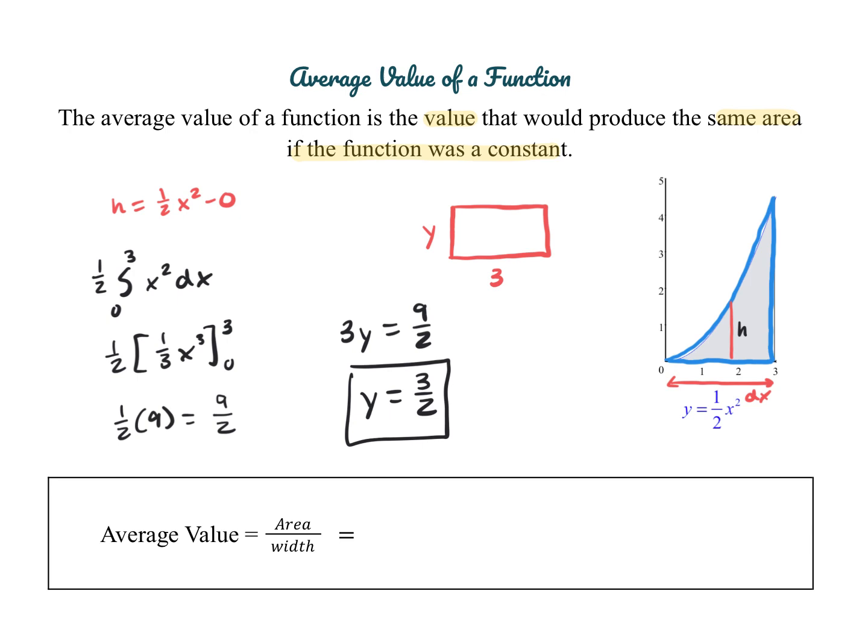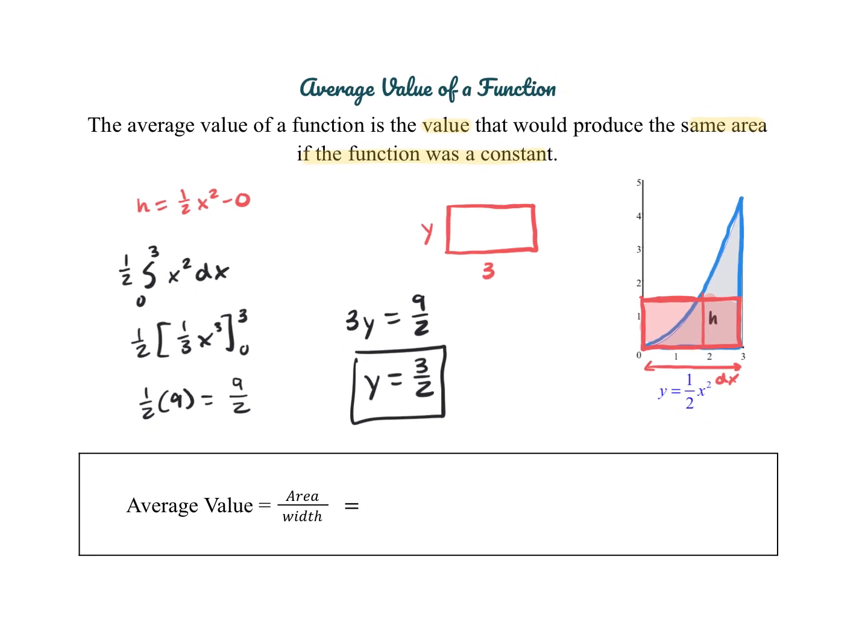So if my function were the constant function y equals 3 over 2, this area would look like this, and this area here is the same as the area under my curve over that same interval of 0 to 3. So this y value is considered the average value of our function. So that's what we will be trying to find today.